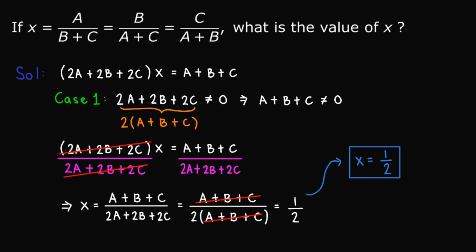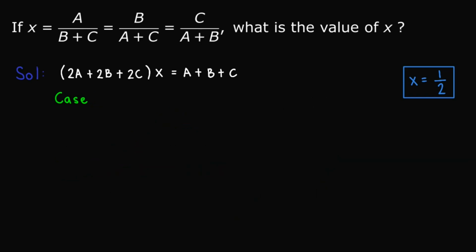Okay, so we take note of that one. Let's move it up here. And let's move on to the second case. So let's first clear out some space. And let's have case 2, which is 2a plus 2b plus 2c equals 0.